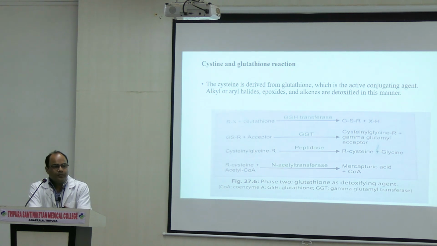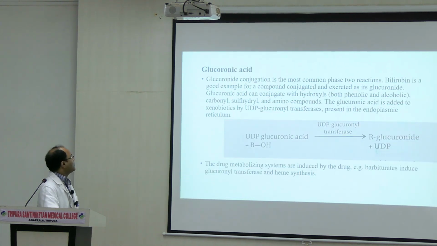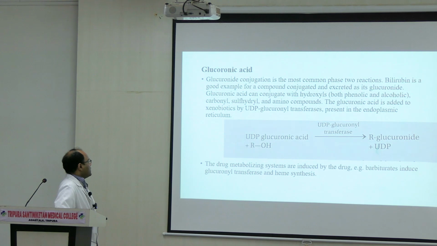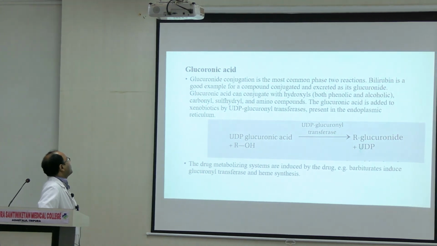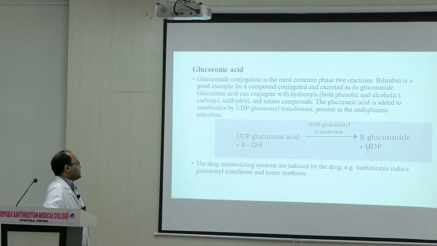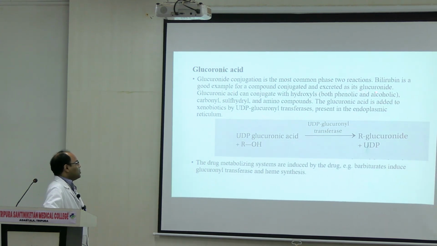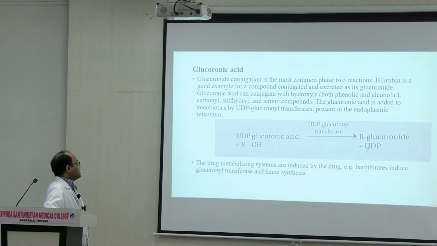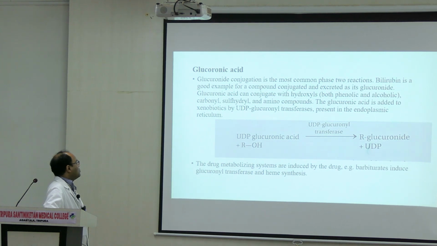Okay. Next, glucuronic acid. Glucuronic conjugation is the most common phase 2 reaction. This is the most common reaction. Bilirubin is a good example of a compound conjugated as its glucuronide. Glucuronic acid can conjugate with hydroxyl, both phenolic and alcoholic groups, carbonyl, sulfhydryl and amino compounds.